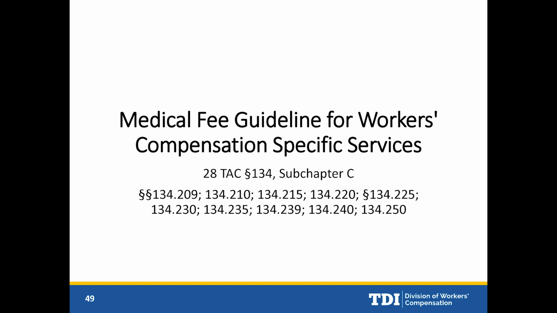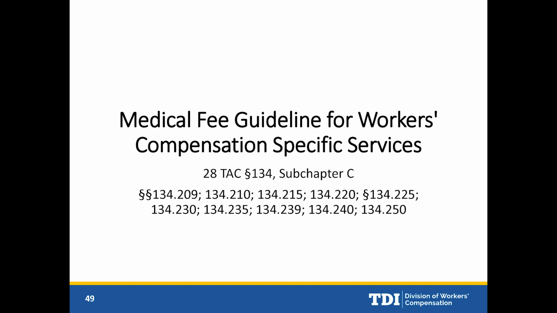And basically, we had one fee guideline for the workers' compensation specific services. It was 134.204. And that fee guideline had different services. There was a section for each service. What we did was we divided that fee guideline into the separate services. So each specific service that was in 134.204 now has its own rule. Nothing has changed. The reimbursement amount is the same. The coding is the same. It's just divided up. And this is for simplicity.